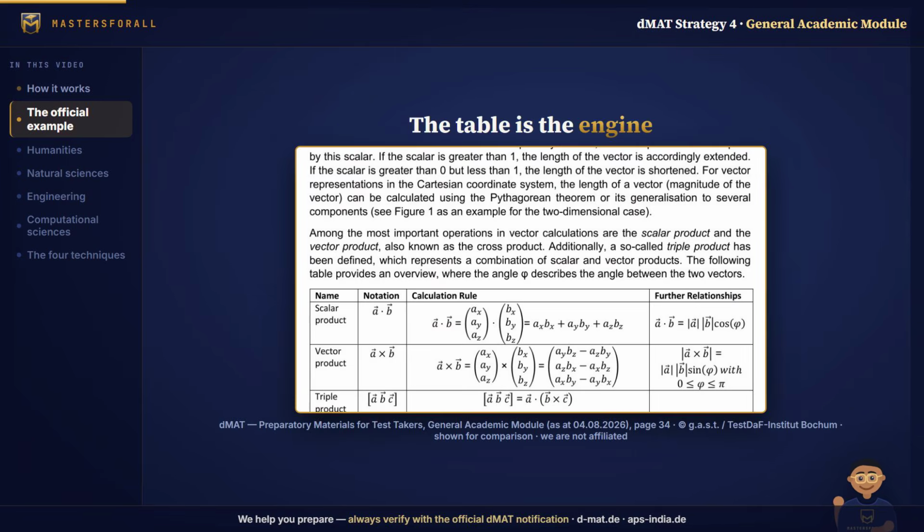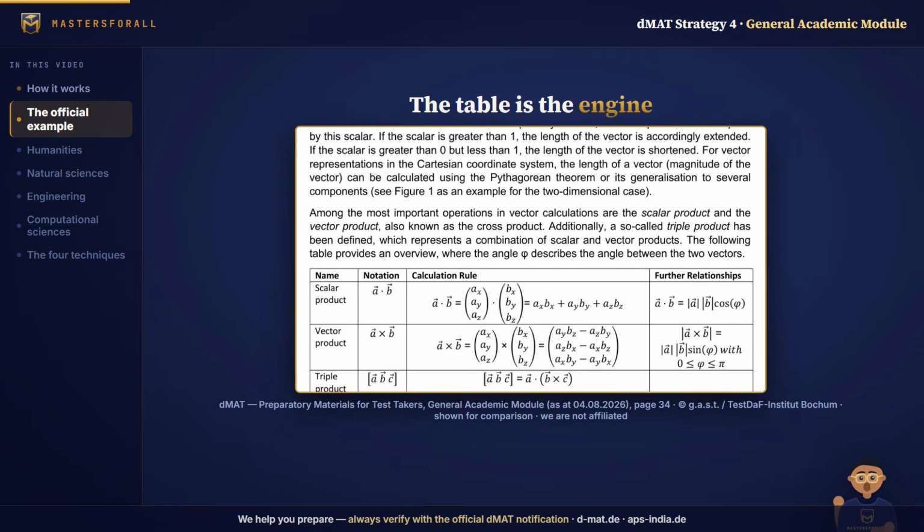And the table, which is the engine of the exercise. 3 rows: scalar product, vector product, triple product. For each, the notation and the rule. Everything the 8 questions ask you to compute is in those 3 rows. Nothing is tested from memory. It is tested from that table, under a clock, with nothing to write on. Map drawn. Let us do one together.